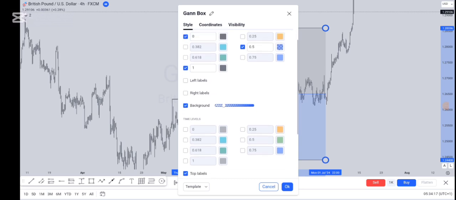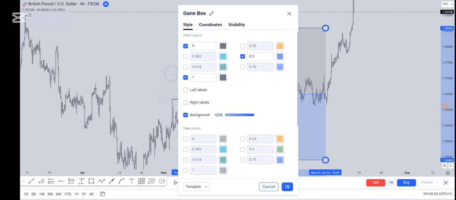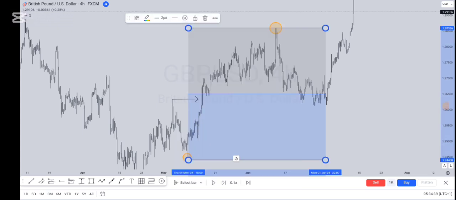You can see I only put on the 0, the 1, and the 0.5. The rest I switched all of them off, and I changed the color to gray and gray, right? And then my 0.5 is blue. You understand? The 0 is gray, the 1 is gray. This is the 0 and 1. This zone you see here, this top side and this downside, that is the 0 and 1. Now the in between is known as the 0.5. That is why it's blue.